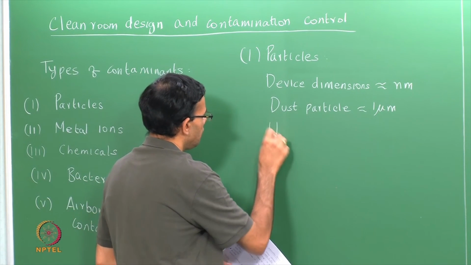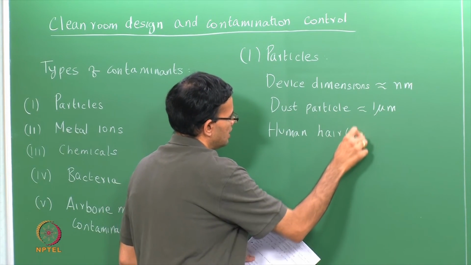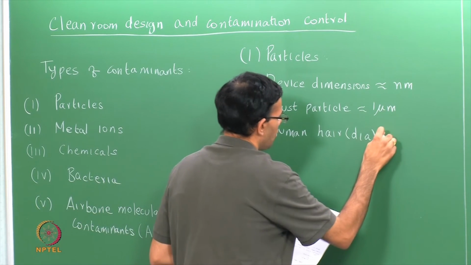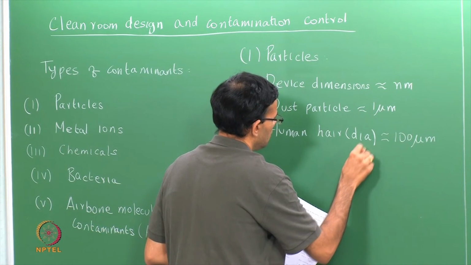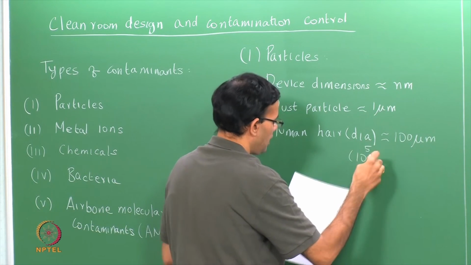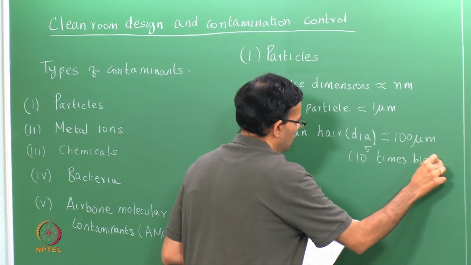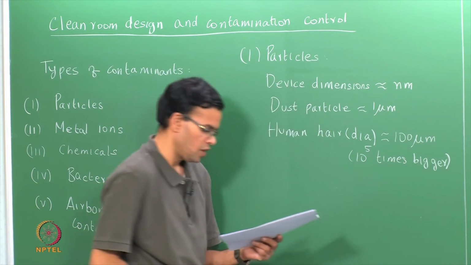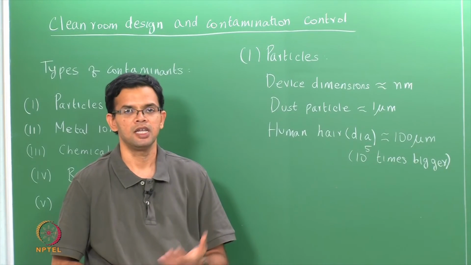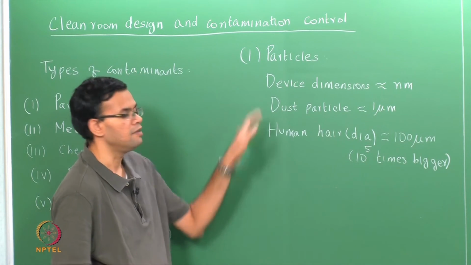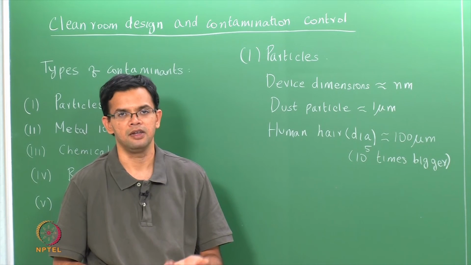If you look at the size of the human hair, the diameter is approximately 100 micrometers, which is 10 to the 5 times bigger. So the idea being that even small dust particles have sizes that are much larger than the device dimensions. So any of these contaminants can essentially affect a device.